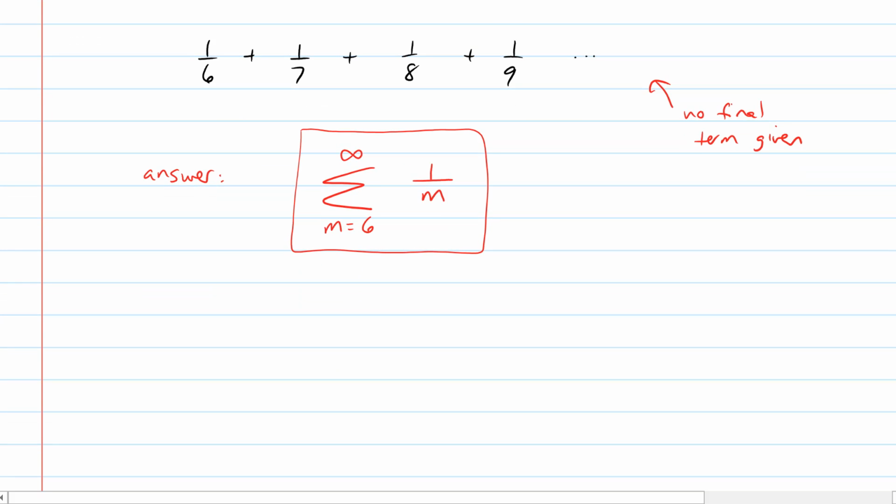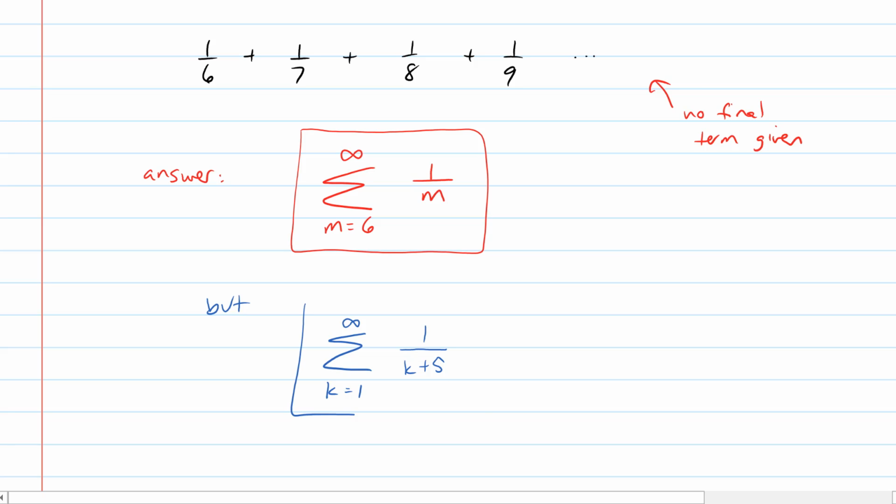But if I'm a traditionalist, I could also do the following. I could write the sum, and I could choose maybe k. I haven't used k yet, and let's say I really want to start from 1. This is still an infinite series, so I'm going to sum from k equals 1 to infinity. And now I have to write an expression that when I stick k in it, my first term will be 1 over 6. So it's going to have to be 1 over k plus 5, because when k is 1, I want 6 in the denominator, and then when k is 2, I want 7 in the denominator.